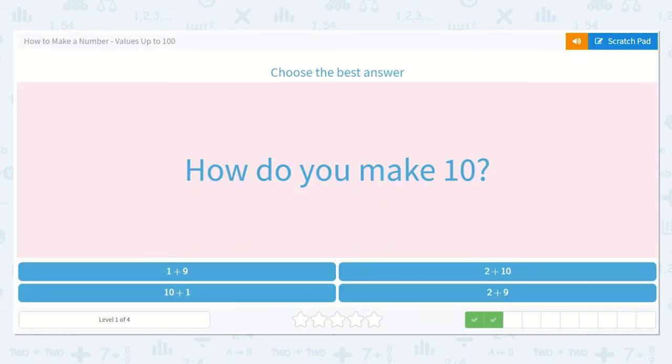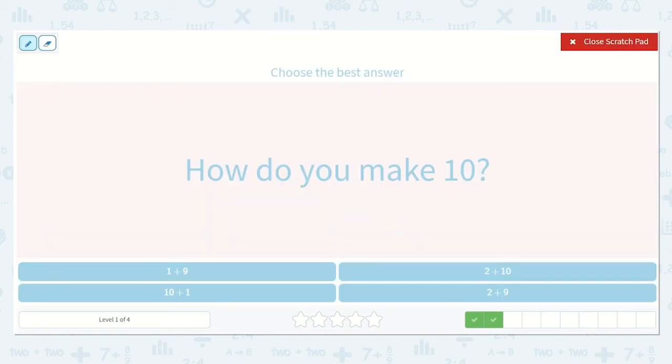Next, they ask, how do you make 10? Here we have 1 plus 9. I could draw 9 dots and then draw one more. Or I could think, I have 9. What is the next number after 9? Yeah, 10. It is one more than 9. Great, and that is the number we're looking for.